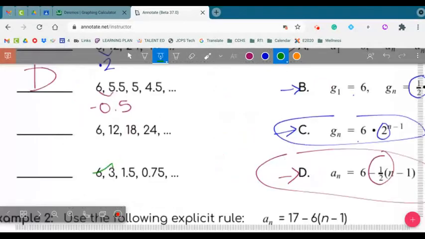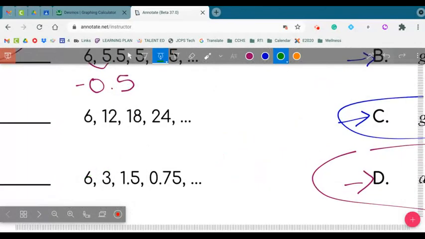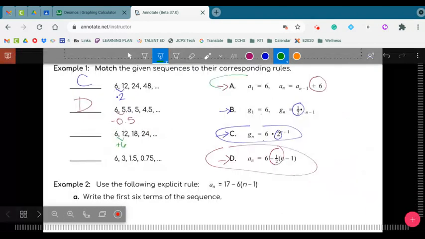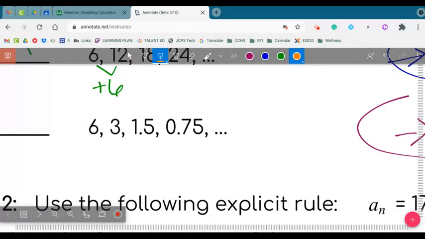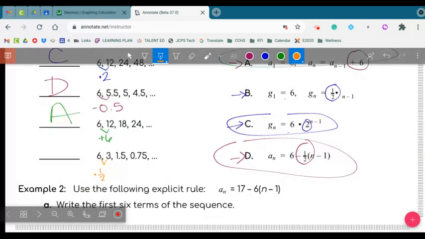Next one, we're going from 6 to 12 to 18 to 24. So we're adding 6 each time. So it's our other arithmetic one. And then our last one, we're going from 6 to 3 to 1.5 to 0.75. So we're multiplying by 1/2. So it has to be geometric, and that would be B. So hopefully you guys can still do these pretty easy, and remember, you can start wherever you want to on these.